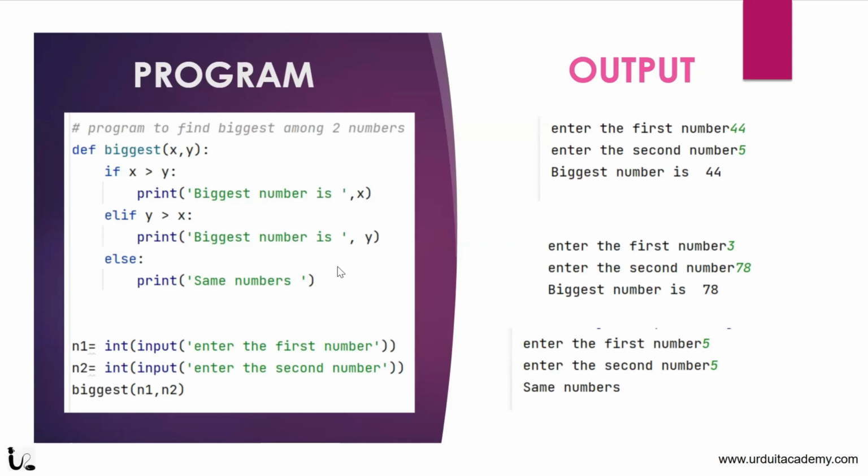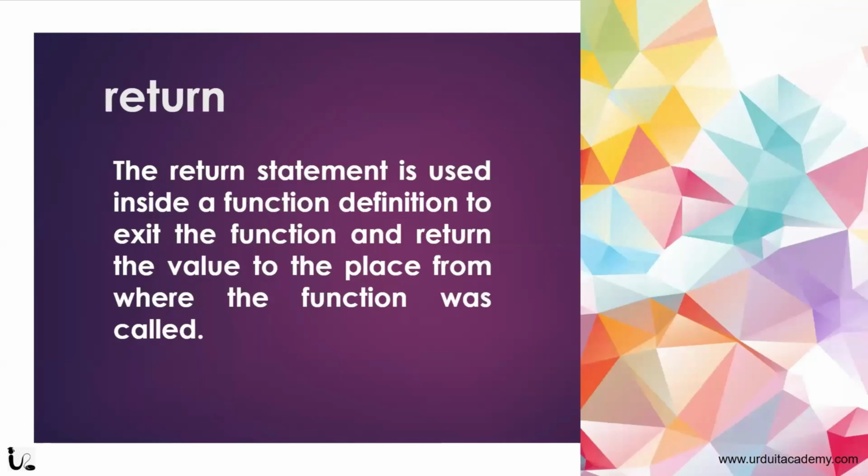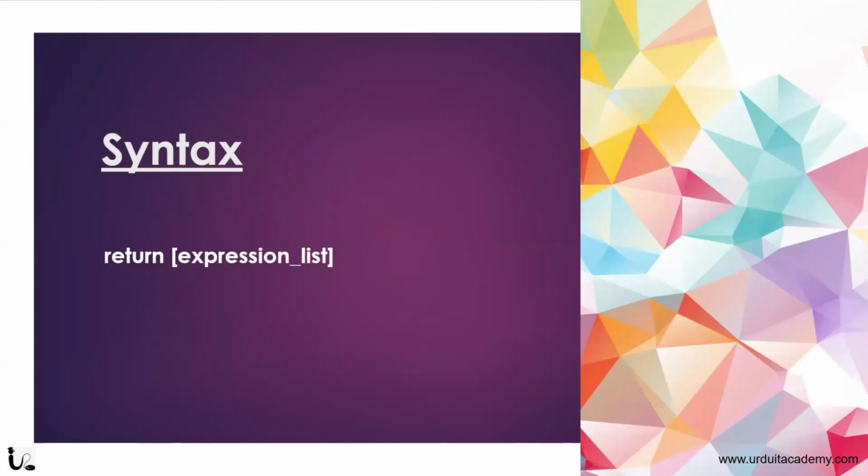Suppose there might be a situation when we don't have to print it inside a function and we have to return a value to the place from where it was called. Mostly whenever we are doing some calculations, we want to continue the calculation, we might need it. So for that purpose, we are using return. The syntax is return, space, the expression list. The expression list can be anything like return x, return num1, return num2, or return 5 greater than 7, or return num1 equal to num2. You can write anything.